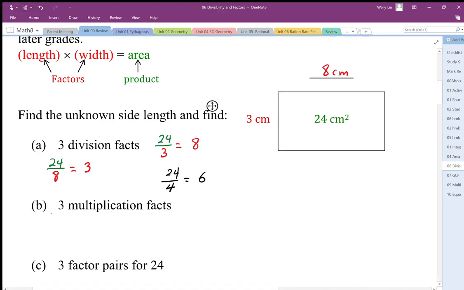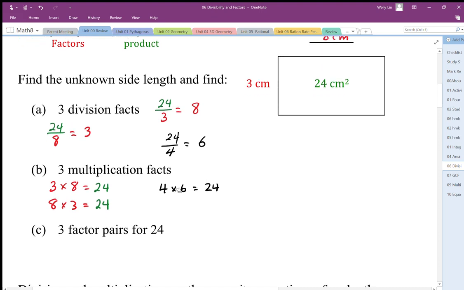3 multiplication facts. We can say that 3 times 8 equals the area of 24, or 3 groups of 8 equal 24. We can say that 8 times 3 equals 24, or 8 groups of 3 equals 24. So this is what we call the commutative property, where we can just switch around the multiplication. And to come up with a third, we would have to come up with 2 different factors. So we can use the same ones we used up here. So we can say that 4 groups of 6 is equal to 24.